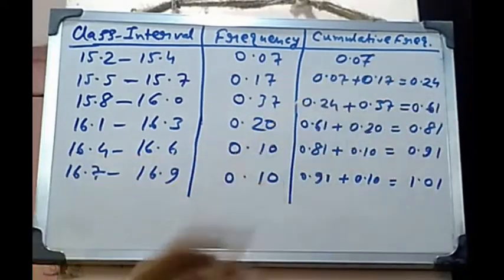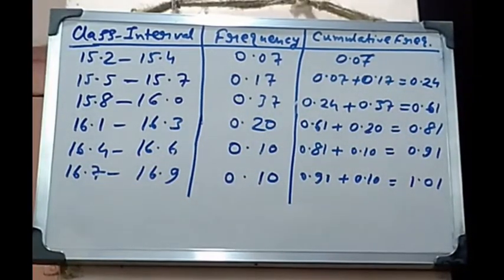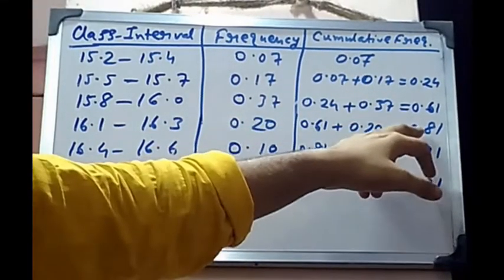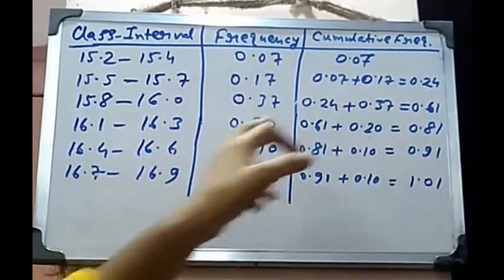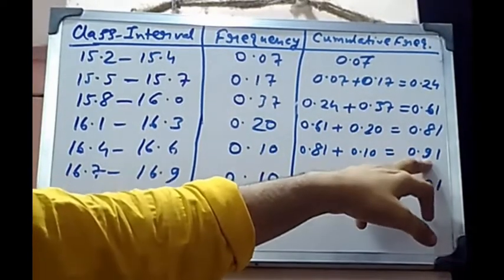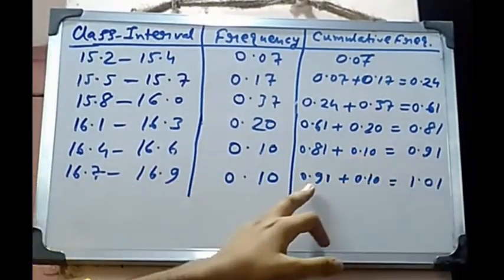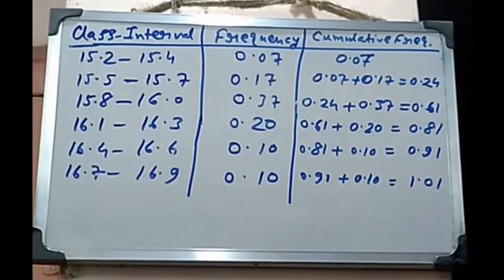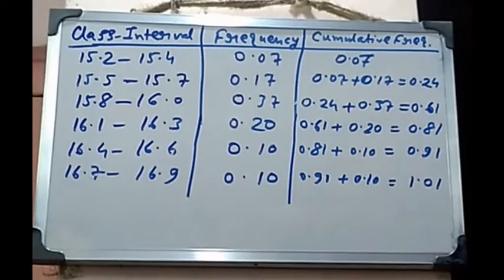becomes 0.61. Similarly, the next one is 0.61 plus 0.20, which becomes 0.81. Next one is 0.81 plus 0.10, 0.91. And the last one is 0.91 plus 0.10, which becomes 1.01. Now we will discuss the histogram.